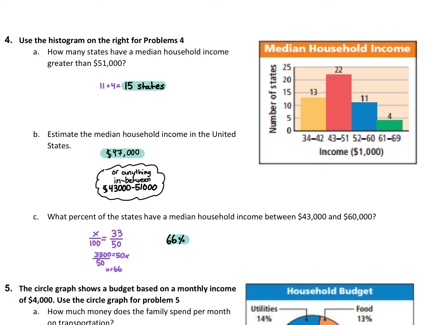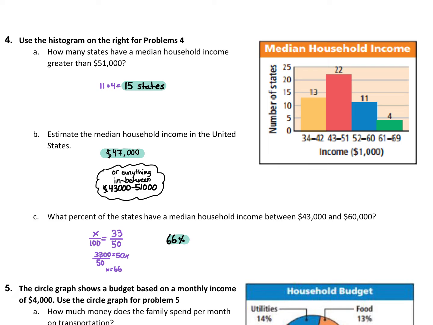Letter B, estimate the median household income in the United States. So if there's 50 states, the middle state would be somewhere right in this bar. We don't know if all 22 of those states, their median income is closer to 43,000 or closer to 51,000. So if you gave me anything that would have been within that bar, anything between 43,000 and 51,000, that would have been a good answer. If you went exactly halfway, like I tried to do, I went with $47,000. That would be a great answer also. As long as it's between 43,000 and 51,000, we're good.